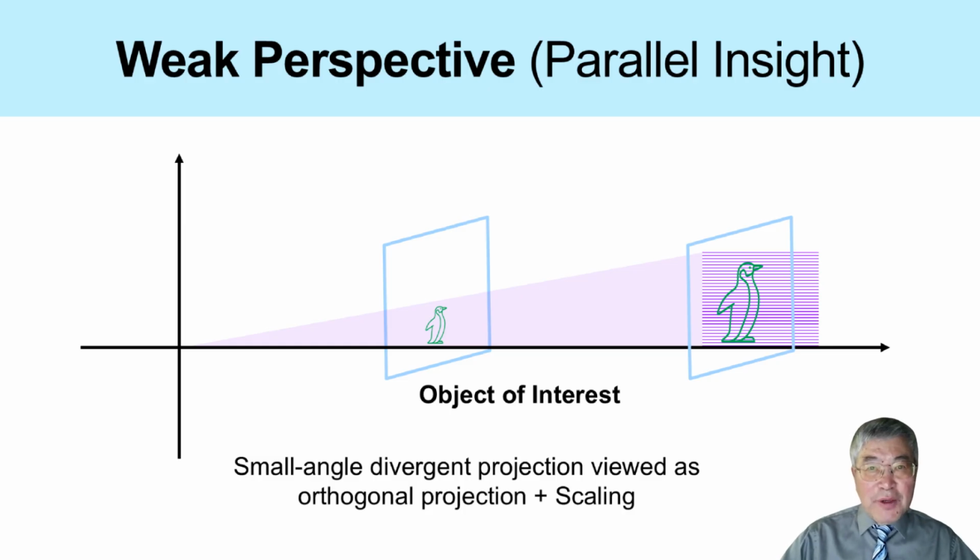Now, how do we understand this divergence effect more intuitively? If the object is small, then from the X-ray source, it occupies only a small angular range. In that situation, we can use what is called a weak perspective approximation. That means we can think of the divergent projection in a simpler way. Locally, it behaves almost like a parallel beam projection, followed by a scaling operation.